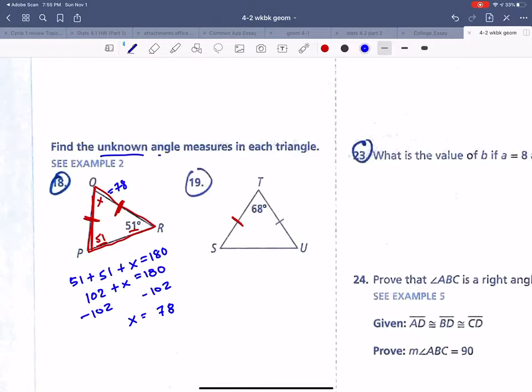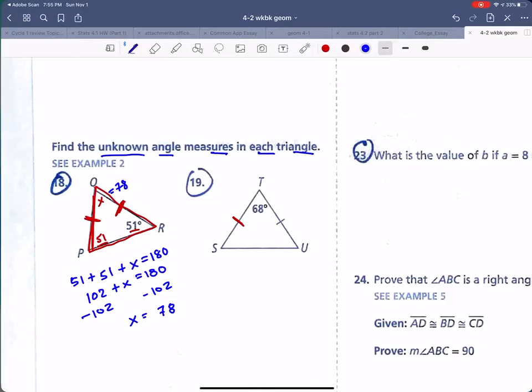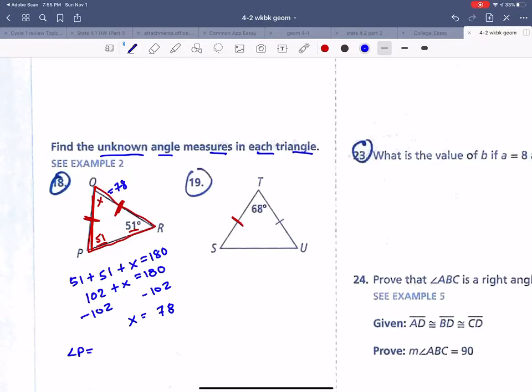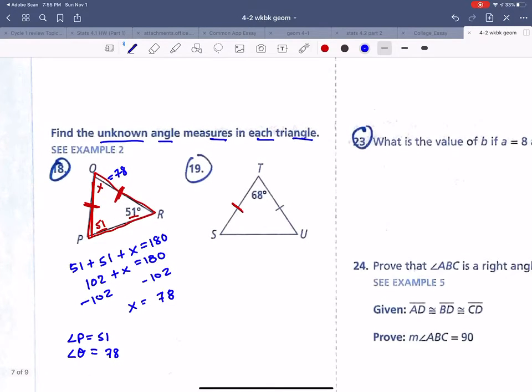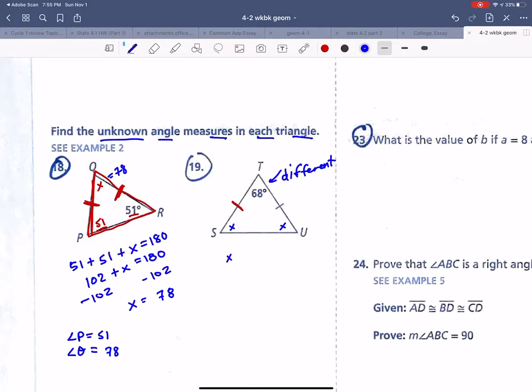It says find the unknown angle measures in each triangle. So we weren't given angle P, so we know angle P is 51. And we weren't given angle O, so we'll say that one's 78. Nice. Now look here. This one's different, right? So I can't just write it over on there. So we'll call this one X, and if I fold it right there, we could call that one X because they're a perfect match, right? So we'll call that one X, and we can add them all up, and they should equal 180.